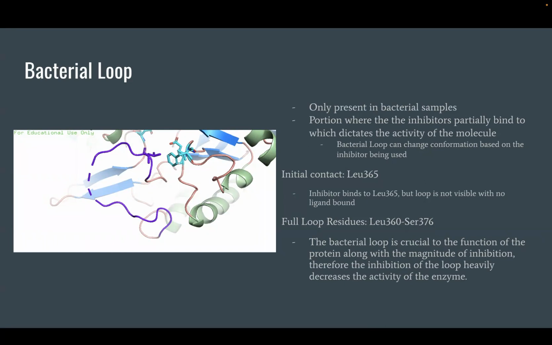The full loop is located at leucine 360 to serine 376, shown in dark purple in the image. The activity and function of the protein is determined by the inhibition of the bacterial loop. When there is an increase in inhibitor activity at the bacterial loop, it decreases the activity of the enzyme.